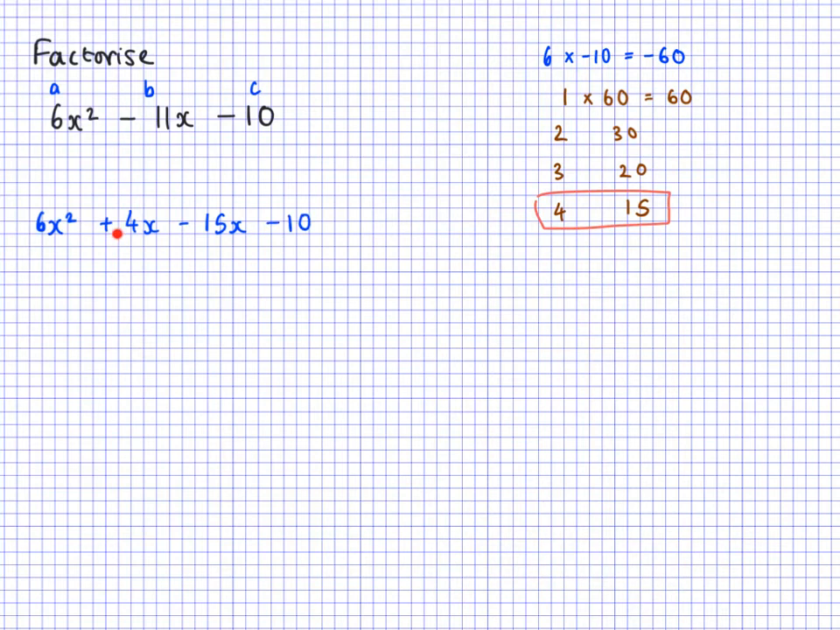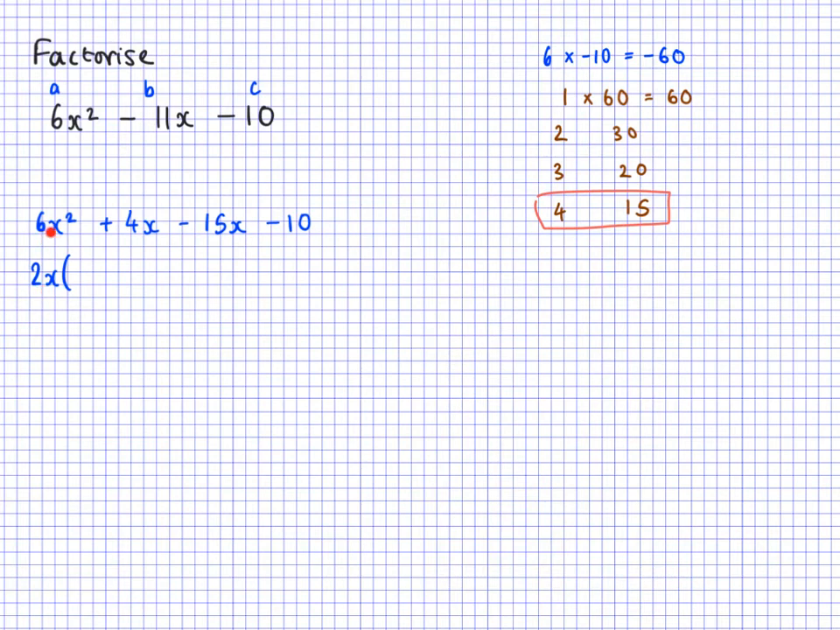Now, just to show you that we haven't really changed the value of our expression, look, plus 4x and take away 15x, when I simplify it, I do actually get negative 11x. Okay? Now what you do is you factorize just these two terms, and then you factorize these two terms. Okay, so let's do this one first. I can see that x is a factor of both of these, and also 2 is a factor of both of these. So 2x is the highest common factor. So I'm going to factorize 2x, and then start a bracket.